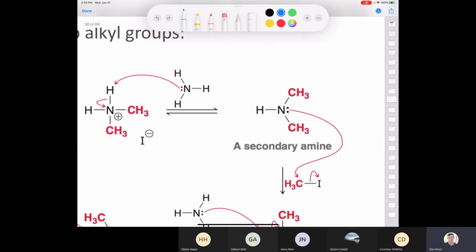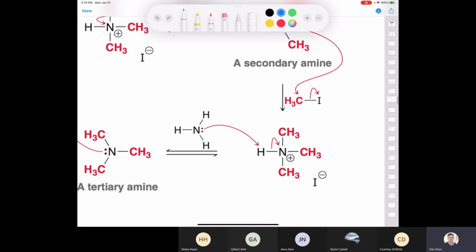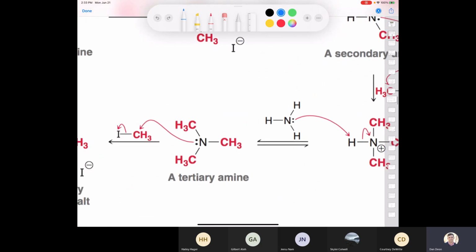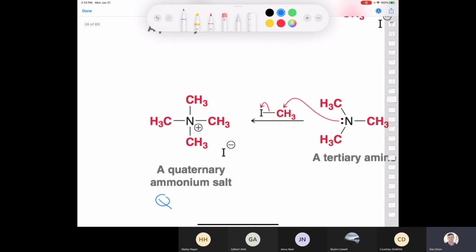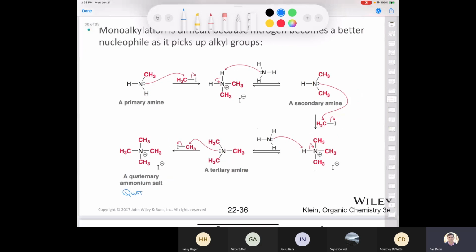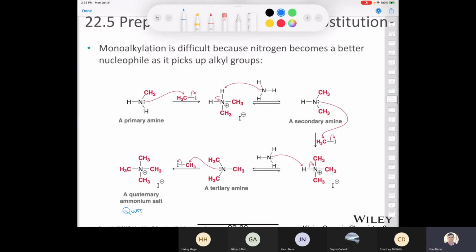And then that's going to act as a nucleophile again, an even better nucleophile. Then you end up with trimethylamine. And as you saw, that can act as a nucleophile too to end up with your quaternary ammonium salt, your quat. So this is kind of like a runaway reaction of sorts, okay?